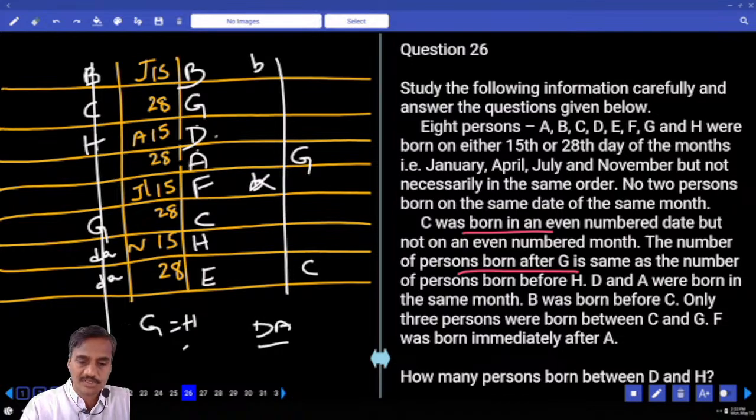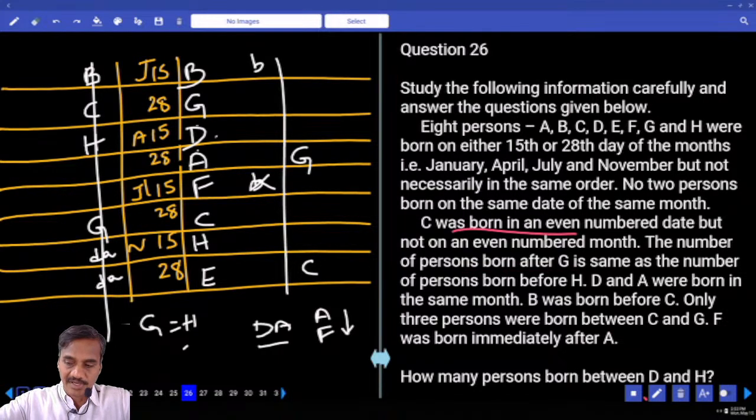Now in this one, C and G were like this. Now if C and G were like this, then what is the other information? 3 persons between C and G. F was born immediately after A is here. Then B was born before. And C was born in an even numbered date, but not on an even numbered month. Number of persons born before G, same as after. Now how many persons?